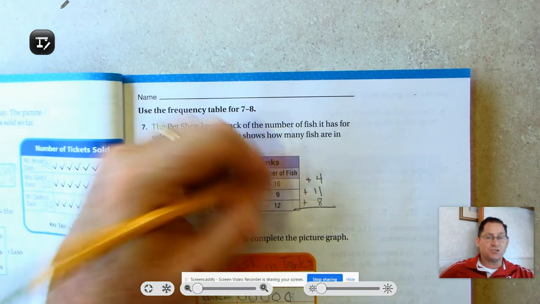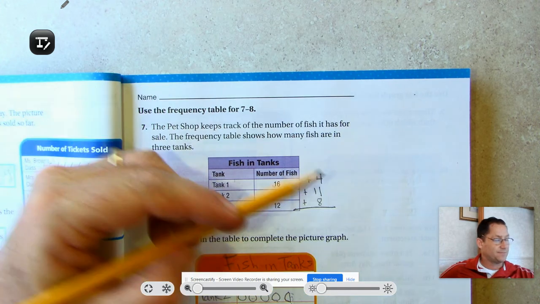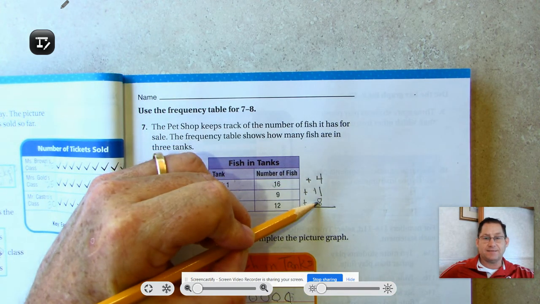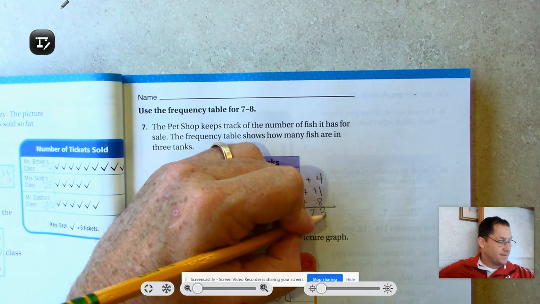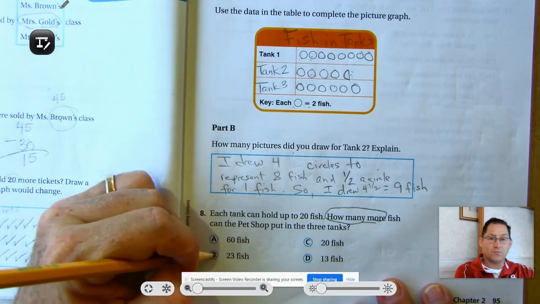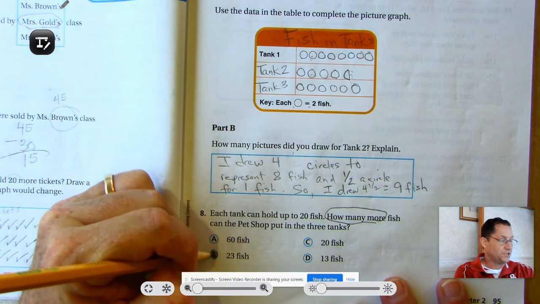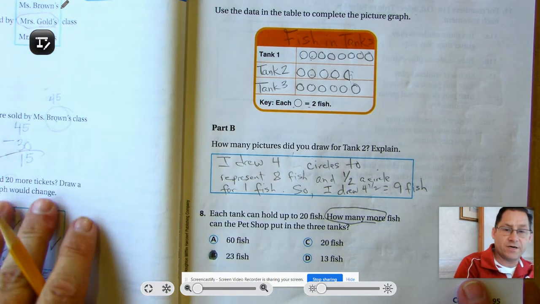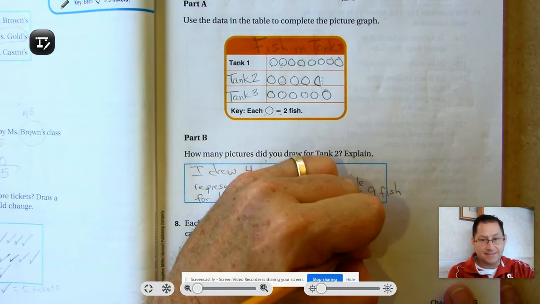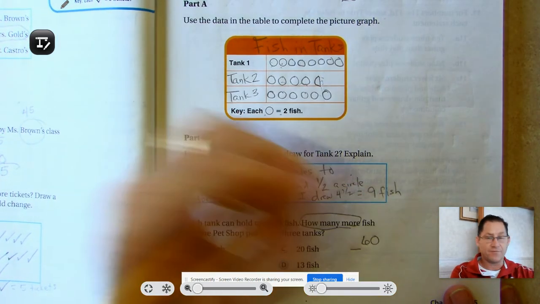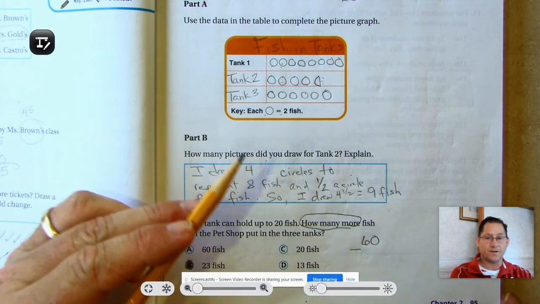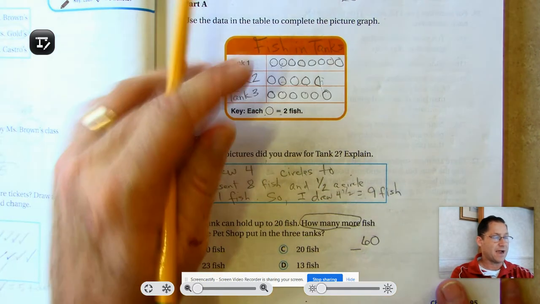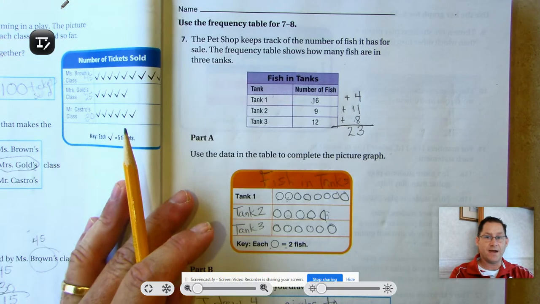So how many more fish could I add to these tanks? Well, 11 and 8 is 19, and 4 more is 23. So we can add 23 more fish. The other way we could have done that is taken 60, because we know we have 3 fish tanks, and each tank can hold 20 fish. So 20, 40, 60, and then subtract how many we already do have.